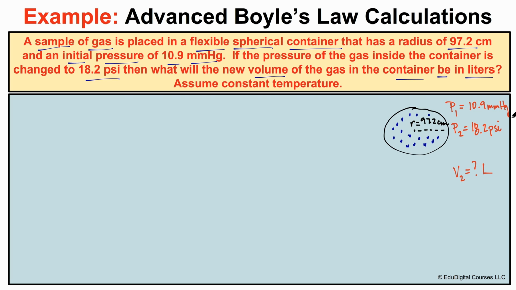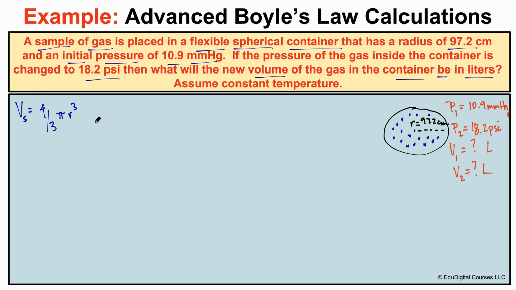So what we have to figure out first is the initial volume, in liters, of the gas that's in this container. So how can we do that? How can we figure out the initial volume of the gas that's in this container? Well, we know that the radius of this sphere is 97.2 centimeters. We also know that the volume of a sphere is equal to 4/3 times pi times r cubed.